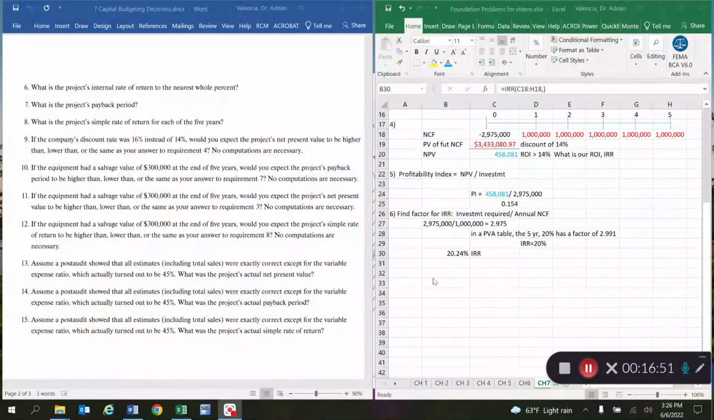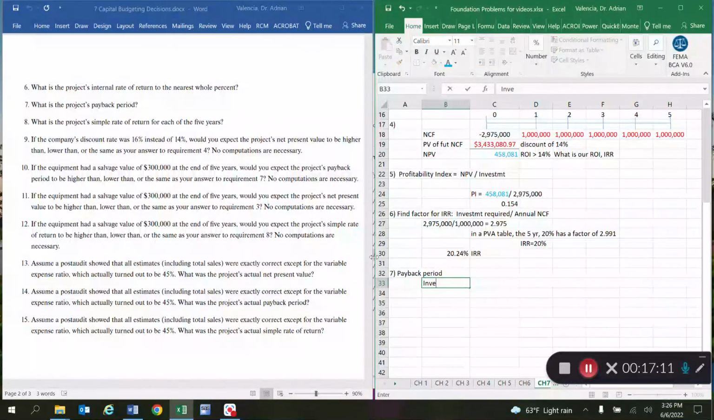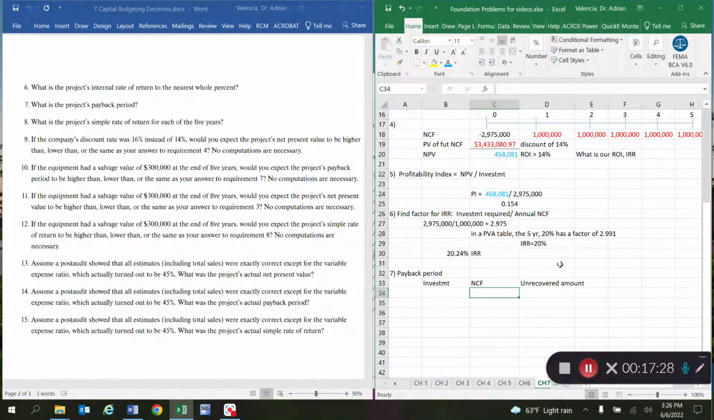Okay, so now we move on to another methodology of analyzing these investments, and that one's for number 7. It says, what is the project's payback period? And as simple of an approach as this is, a real important one. So what we'll have is maybe a column here that says investment, and then net cash flow, and then unrecovered amount, or however you want to call it, here. So when I do this computation, we basically see how long it takes us to get our money back.